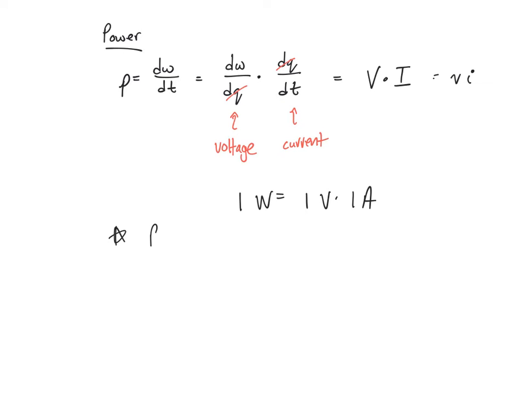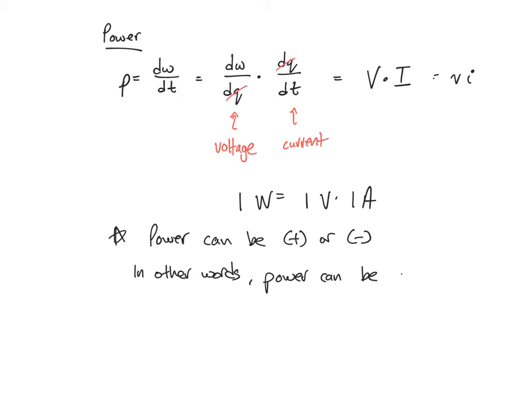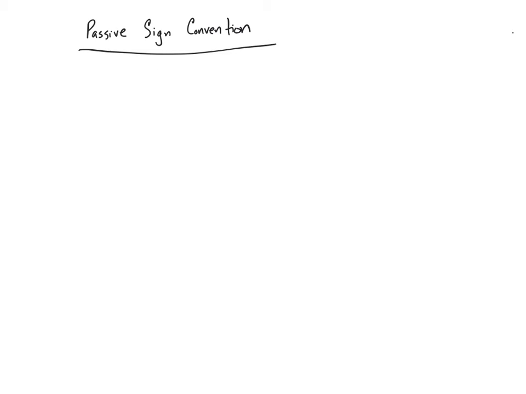Note, though, because voltage and current can be either positive or negative, likewise, power can also be positive or negative. In other words, power can be absorbed or generated. So which is which? Does positive mean absorbing or generating? We use something called the passive sign convention to define this. The passive sign convention is a way for us to handle the definition of generation or absorption of power.